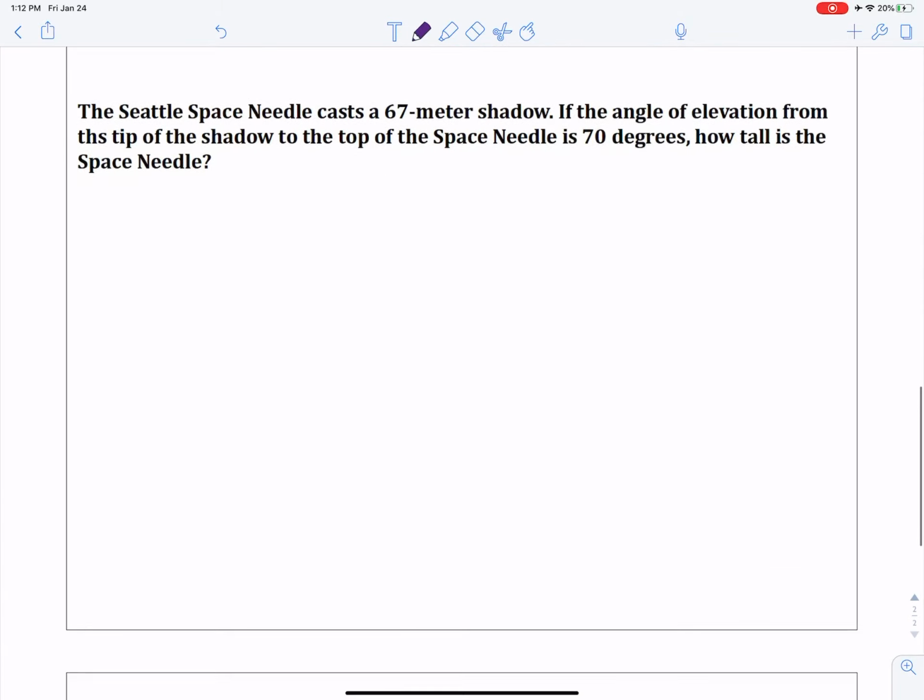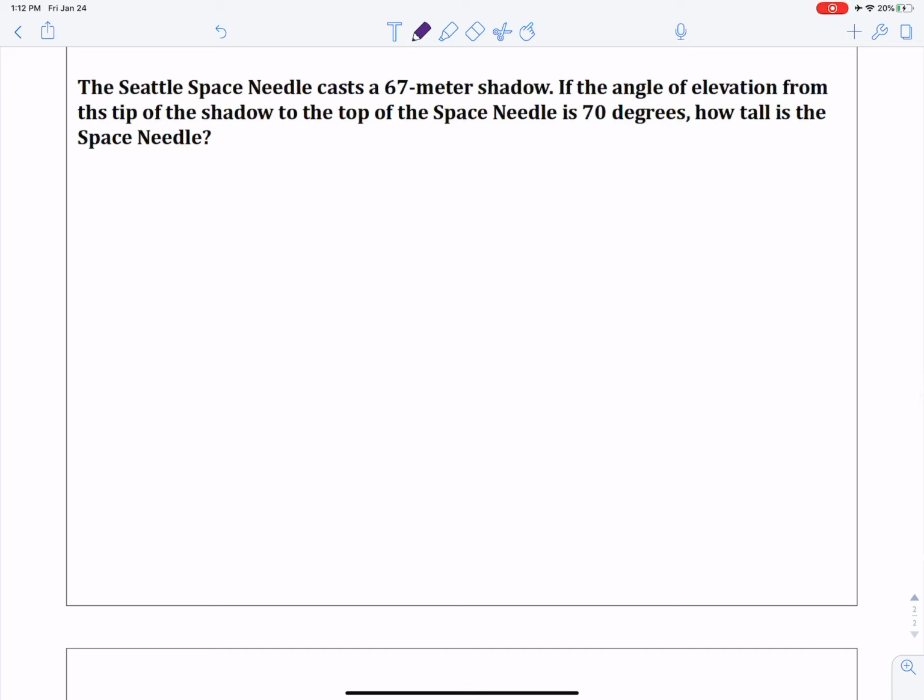So our first question says the Seattle Space Needle cast a 76-meter shadow. So I'm going to go ahead and draw the Space Needle and draw its shadow. So this is 67 meters. The angle of elevation from the tip of the shadow to the top of the Space Needle is 70 degrees. So that 70 degrees is right there. And it wants to know how tall is the Space Needle, so here.